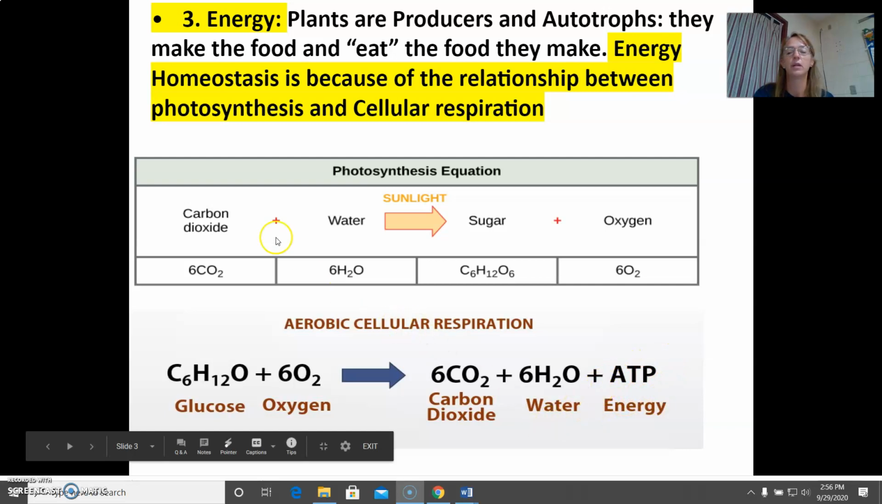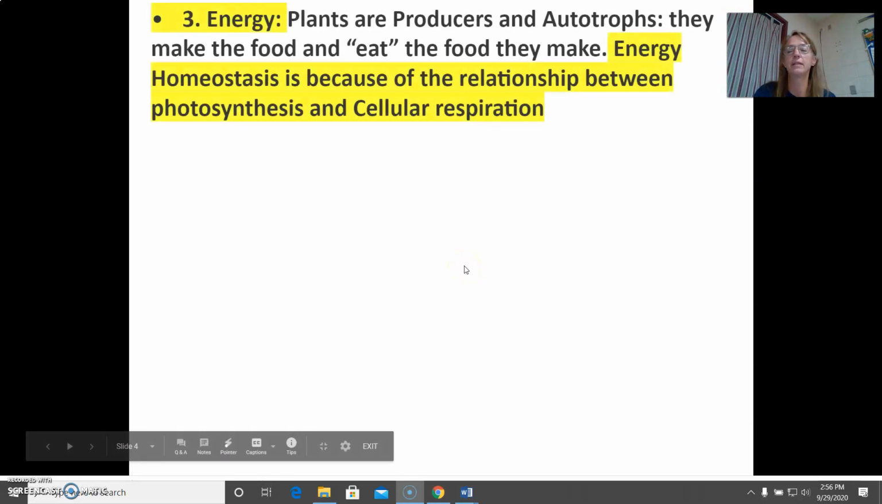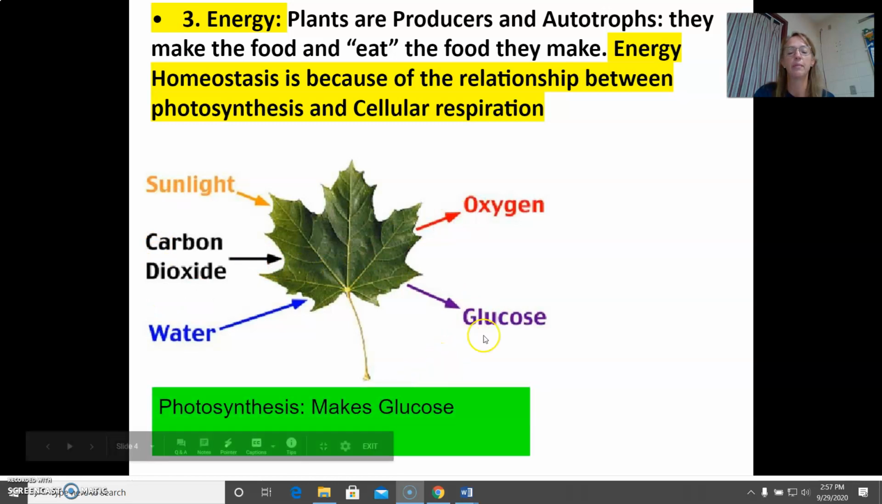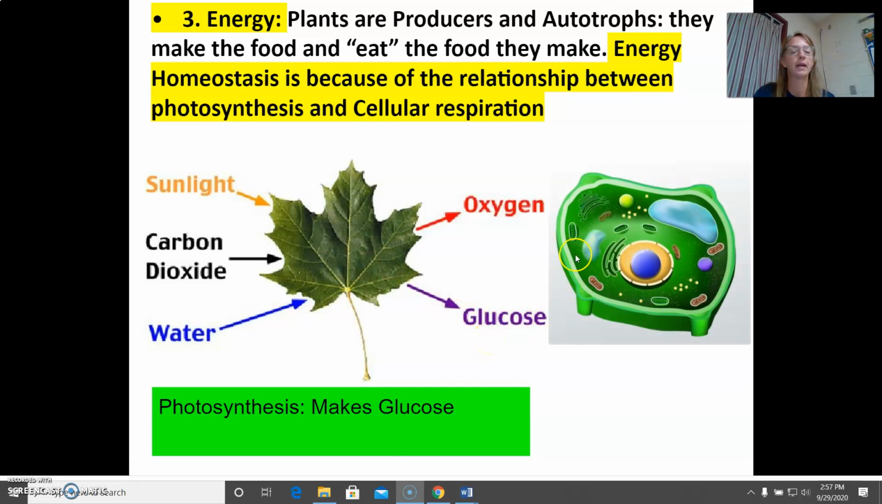for our cells. So this relationship of these two is how all organisms in the world get energy, but it's also how plants make their own energy. And I will explain that in just a minute. So plants do photosynthesis, sunlight, carbon dioxide, and water to produce oxygen and glucose, and that makes that stored food form of energy. And it happens right here inside the plant cells in an organelle called a chloroplast.